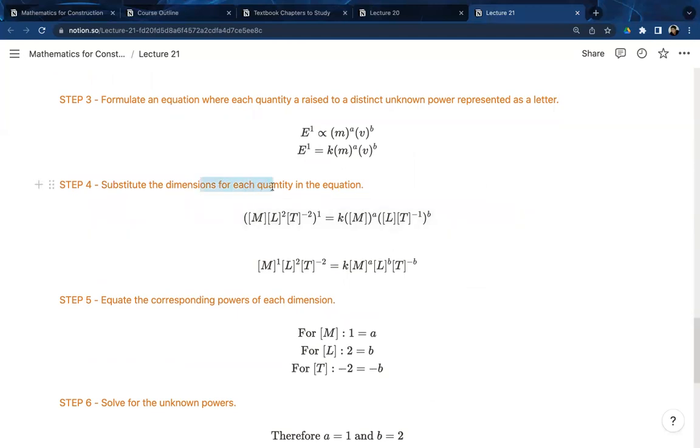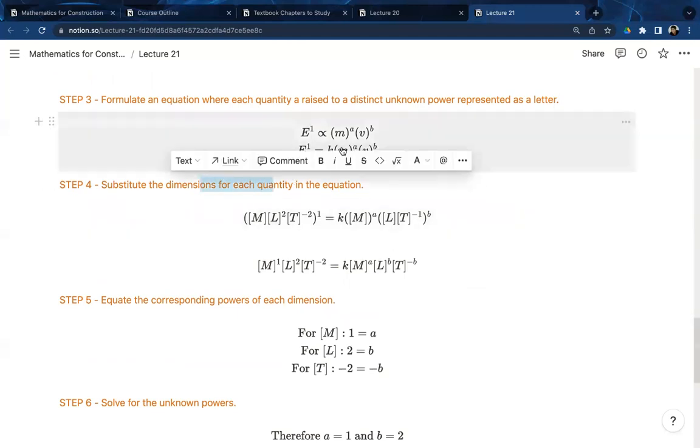Substitute the dimensions for each quantity in this equation here. Do the equal sign. This is not an equation with a proportional sign, it is a proportionality. To change a proportionality to an equation, I multiply by some constant K. We don't know what K is. K might be 5, it might be pi, it might be 1 over √2. We don't know what K is.